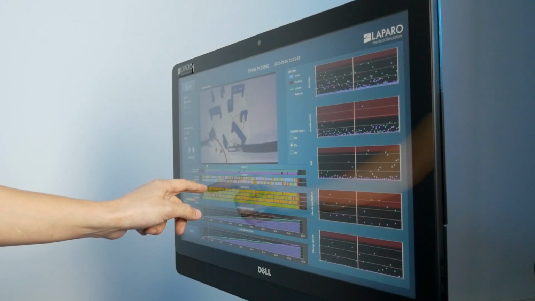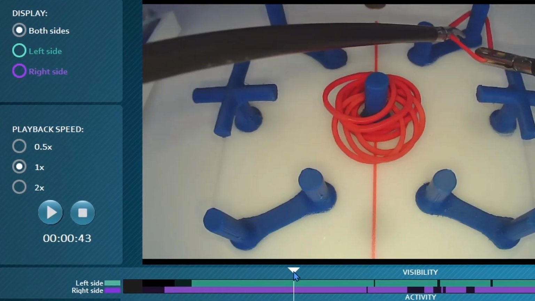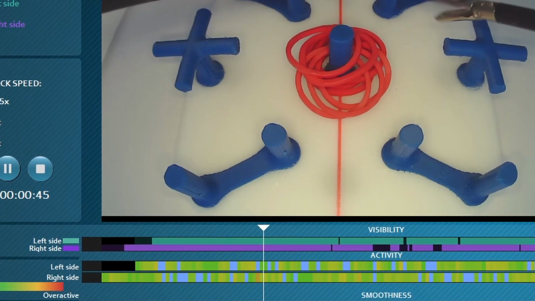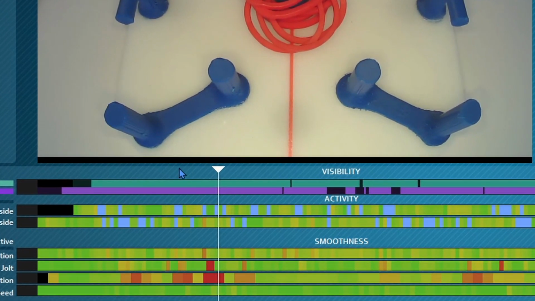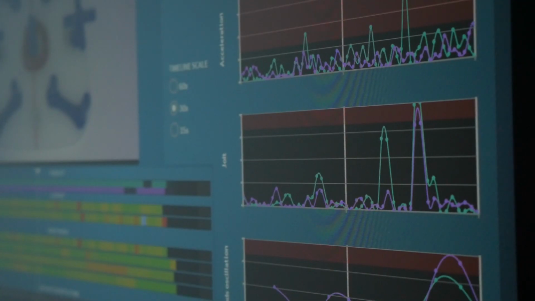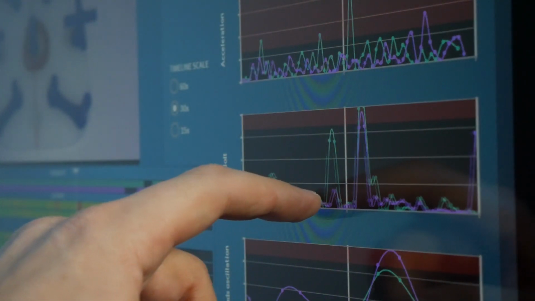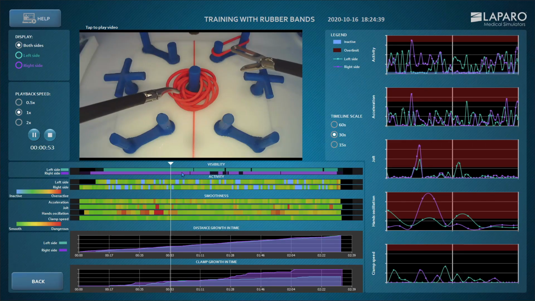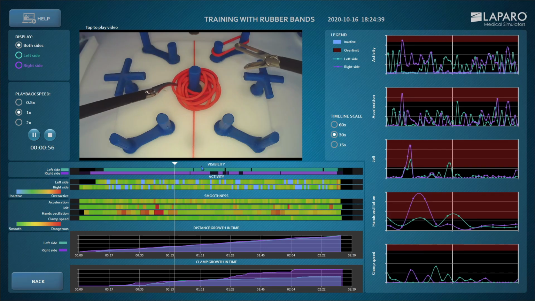Here, students can play the video back at different speeds and they can scrub along with the graphs showing the instrument behavior in detail. The timeline analysis vividly highlights points of interest where instrument behavior might need improvement. Both the trainee and the educator can later review the timeline analysis with ease.